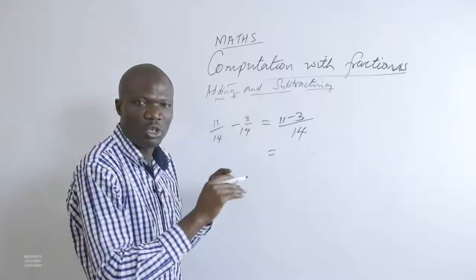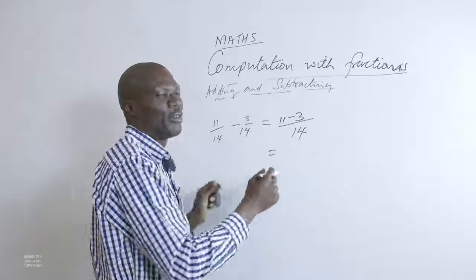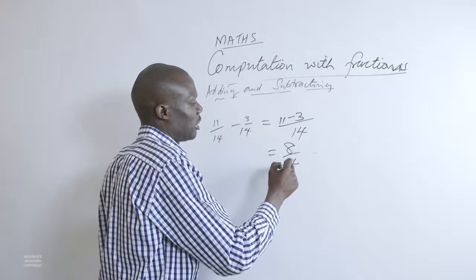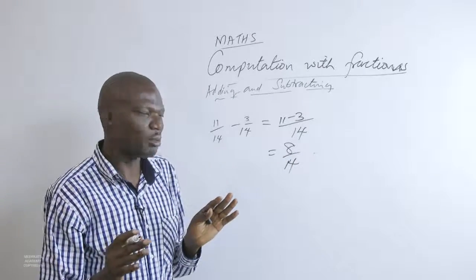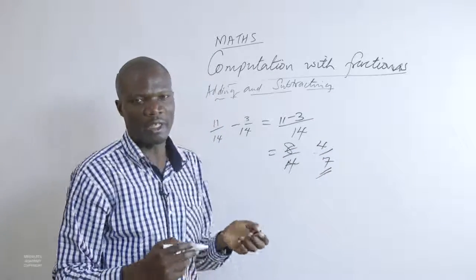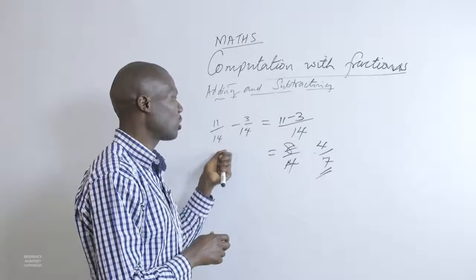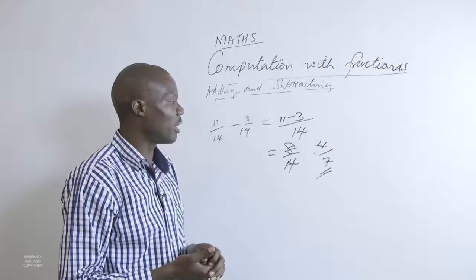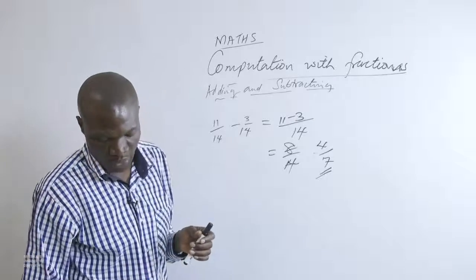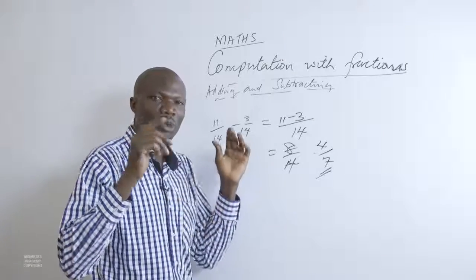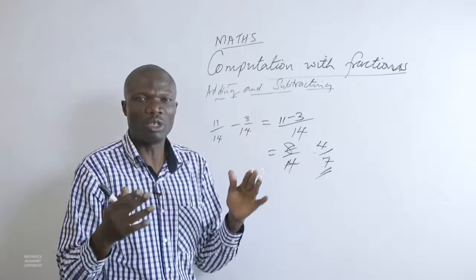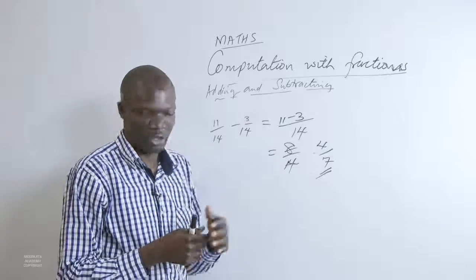So you just subtract the way you do it in integers, 11 minus 3, which gives us 8 over 14. 8 over 14 is not in its simplest form, so we divide by 2: 4 and 7. When we simplify this, what you get is 4 over 7. So this is the answer. When subtracting fractions with the same denominator, we simply deal with the numerators by subtracting them, and we simplify.